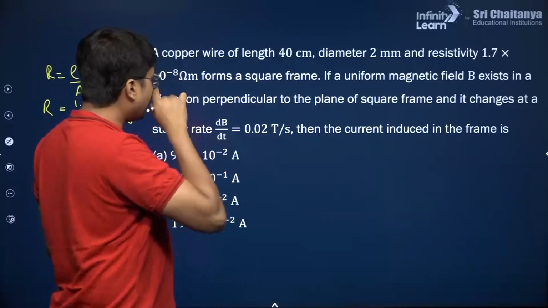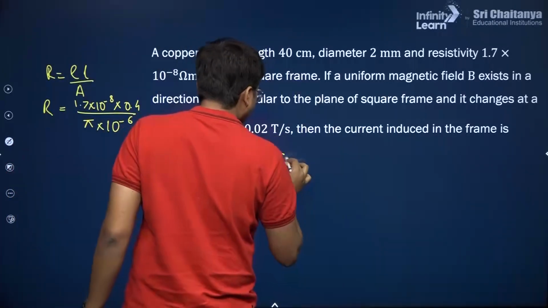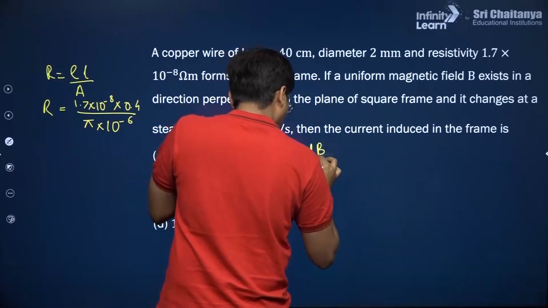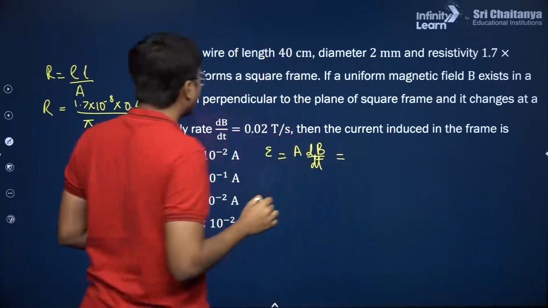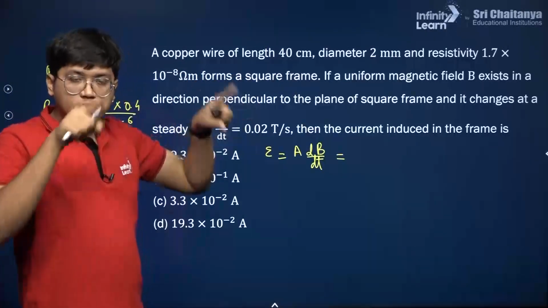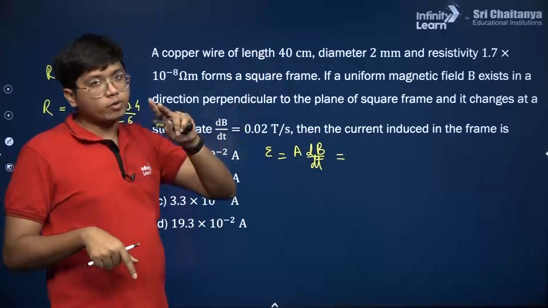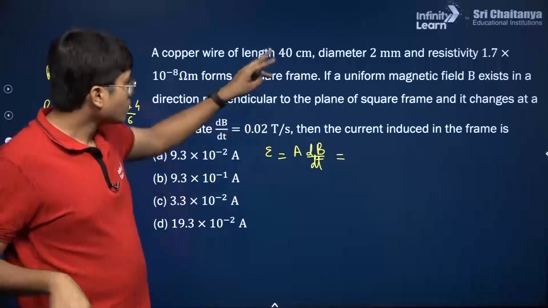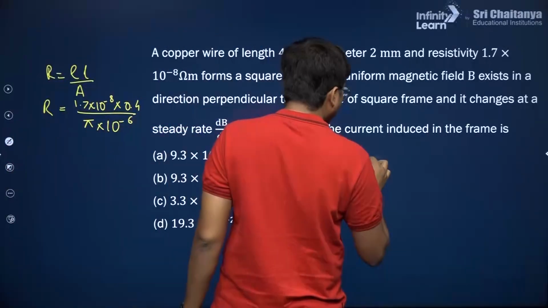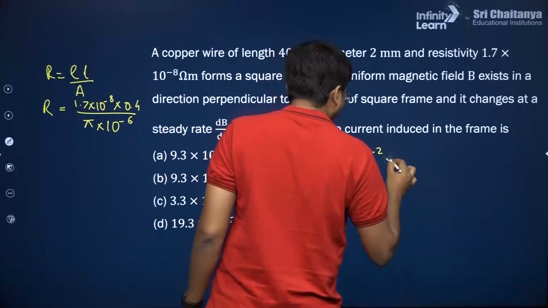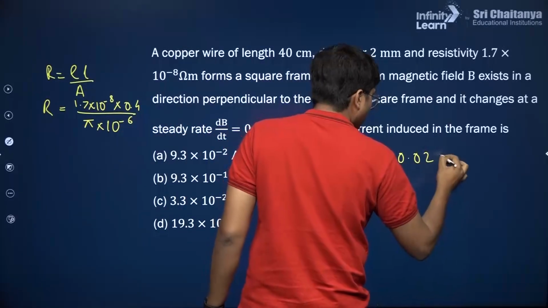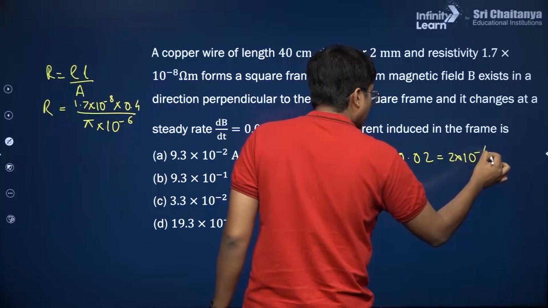Next up, we need what the EMF is going to be. So the EMF is equal to d phi B by dt, or A into dB/dt. So what is the area? Since it's made into a square frame and the total length is 40 centimeter, the side of the square is going to be 10 centimeter, 1/4 of this. So the area is 10 centimeter squared, which is 0.1 squared, that is 10 to the power minus 2, into the dB/dt value provided to us as 0.02. That is equal to 2 into 10 to the power minus 4 volts.